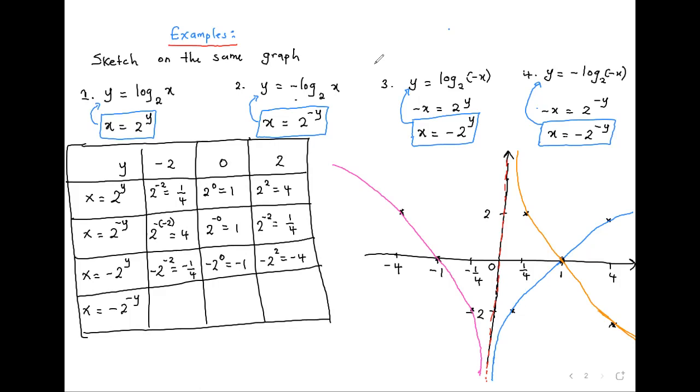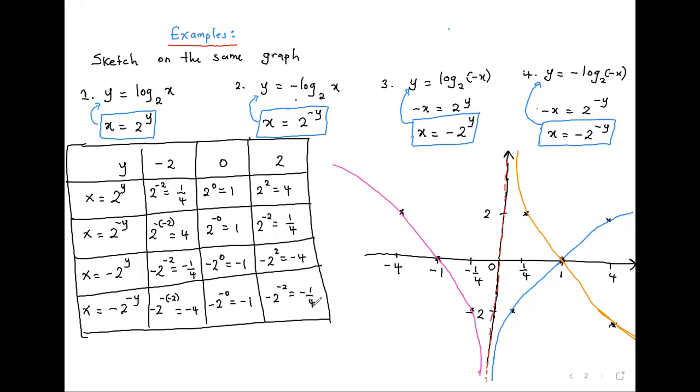So I'm going to label these graphs when we are done. So we have another one, the fourth line. When y is -2, we'll have -2 to the -2, giving us -4. When y is 0, we have -2 to the -0, giving us -1. And when y is 2, we have -2 to the -2, giving us negative 1/4.